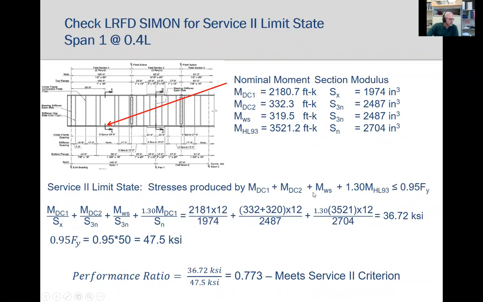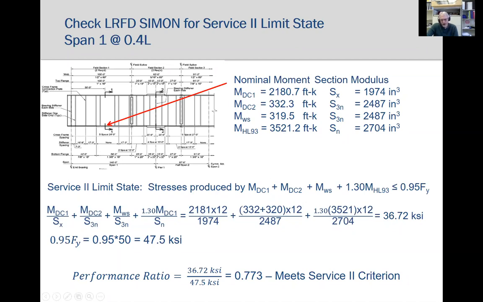We can add the DC2 and the wearing surface moments together because they are both on the long-term composite section of 2487, and those are the stresses contributed by the composite moments. And then the live load has a factor of 1.3, a moment of 3521, changed into inch-kips, and its short-term section modulus is 2704. Those are the stresses contributed by the factored live load, for a total of 36.72 KSI.